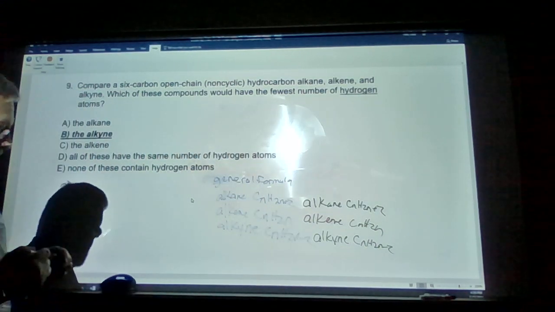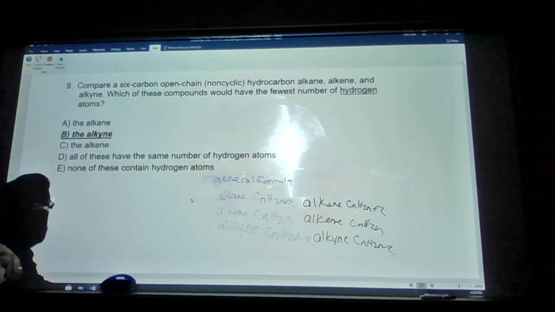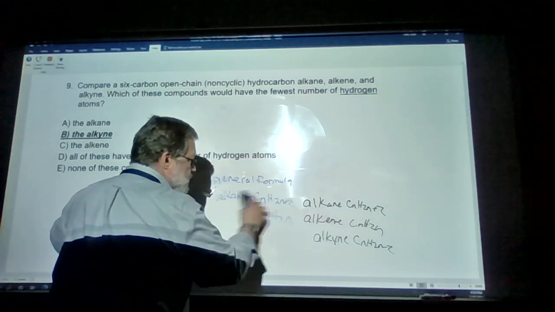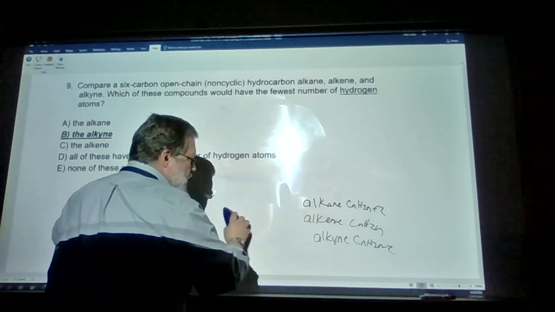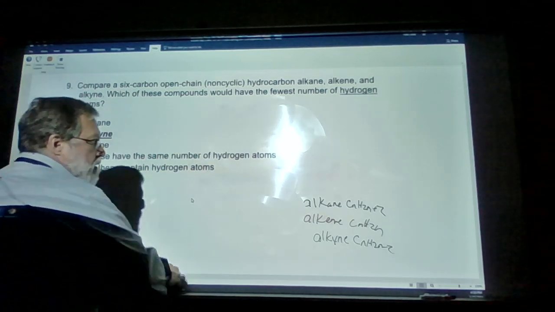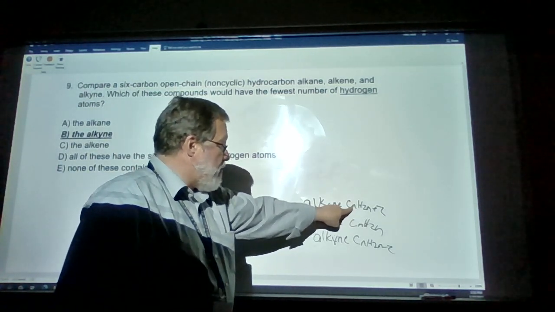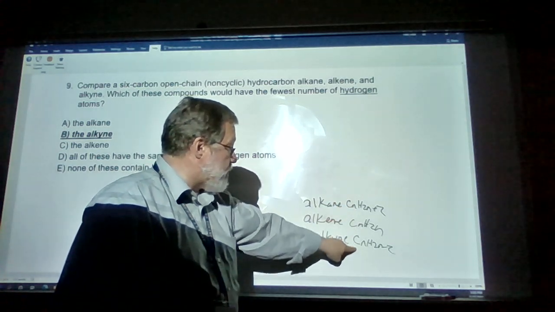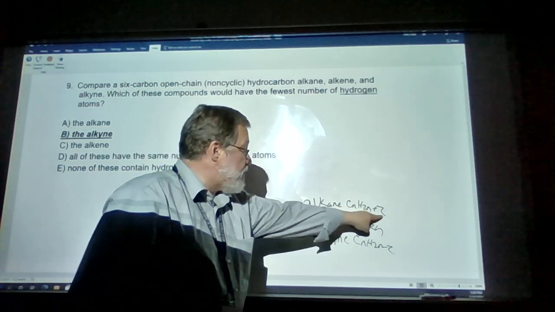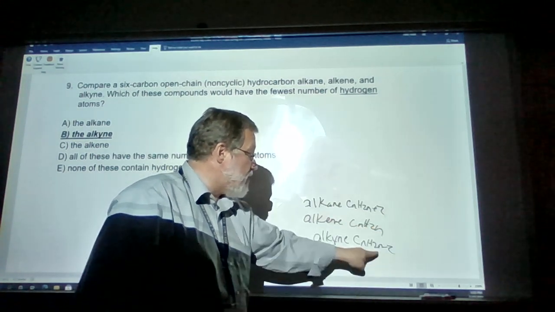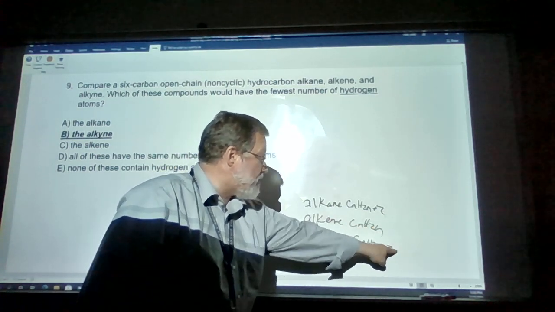For this series, as long as we have the same number of carbon atoms, if n is 4, then 4 carbons, 4 carbons, 4 carbons. But 2n plus 2, 2 times 4 is 8, plus 2 is 10. 2 times 4 is 8 for the alkene. 2 times 4 is 8, minus 2 is 6.